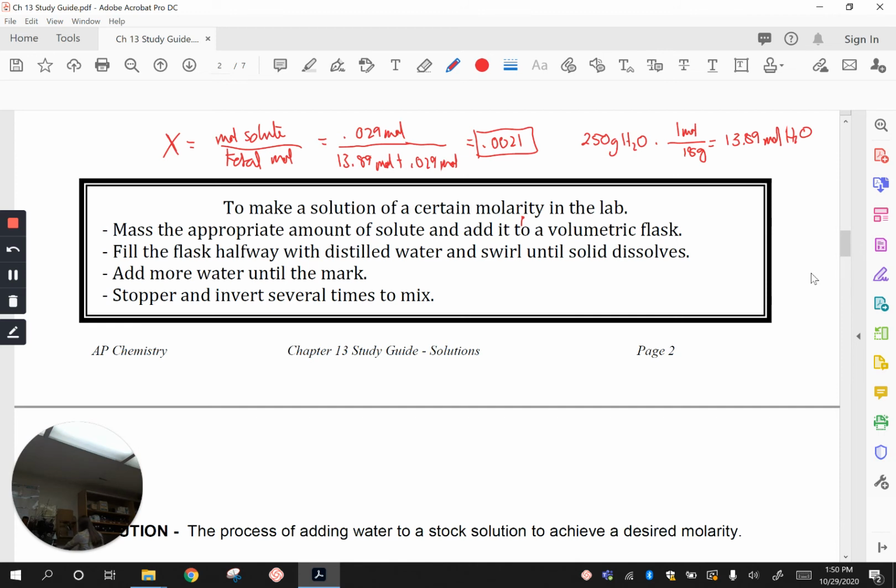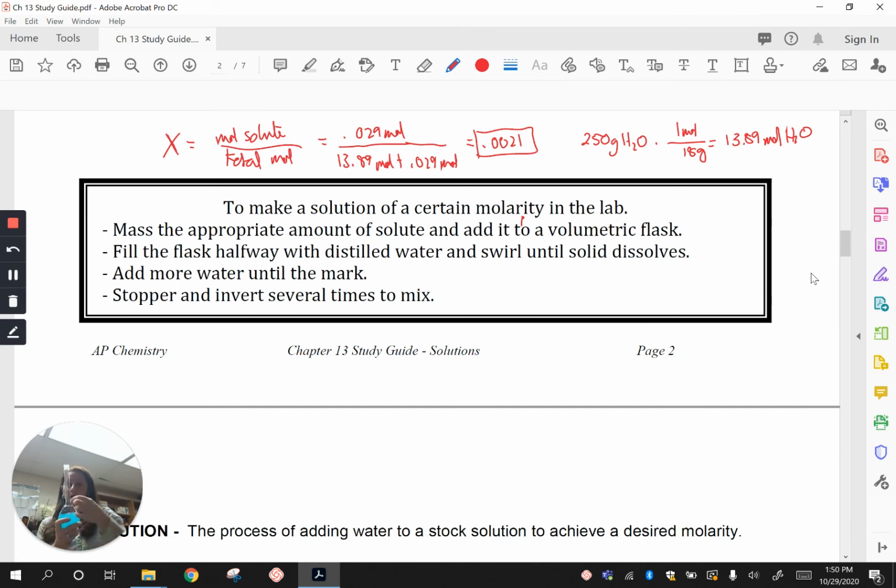The reason you don't fill it all the way at the beginning is that if you fill it all the way to the top, it's going to be hard to get that salt to dissolve. So you fill it only halfway so that you have room to swirl it around and get it to dissolve. Once it's dissolved, then you add more water.